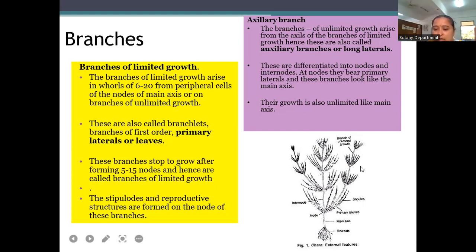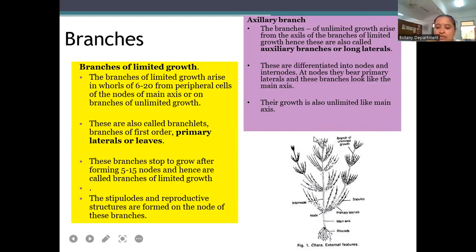The primary branches are lateral axes. And here you can observe the rhizoids. This is the total external feature of Chara. The rhizoids are multicellular, with oblique septa. What is the purpose of the rhizoid? To attach to any substratum. See, you can observe the main axis, this part.